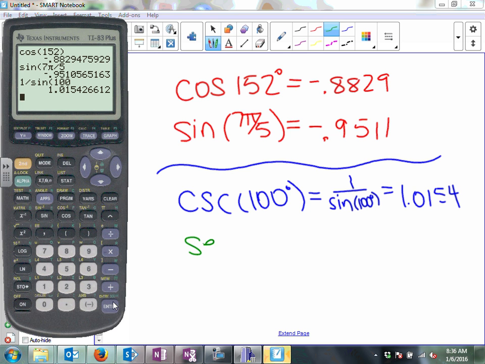What about the secant of 200 degrees? How are we going to type that into our calculator? I know you know it, just tell me. Nate, what do you think? 1 over the cosine. 1 over the cosine of 200.